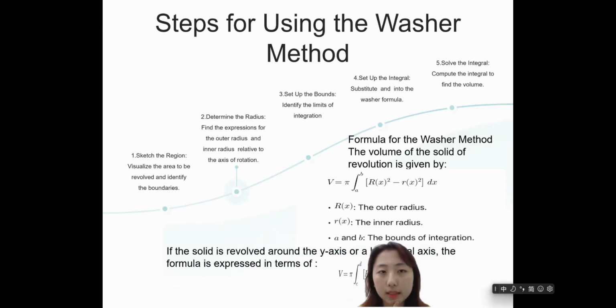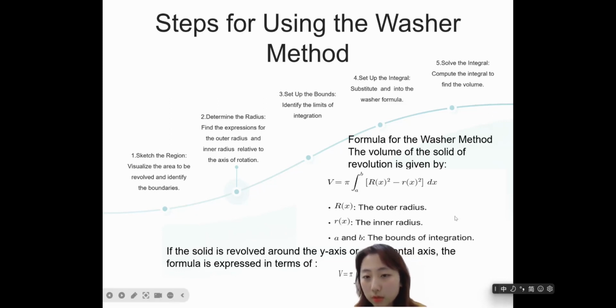And let's see the steps of using the washer method. First, we need to sketch the region. Second, determine the radii, the outer radius and the inner radius. The third is to set up the bounds. Identify the limits of integration. Fourth is to set up the integral. Substitute the radii into the washer formula. And fifth, solve the integral, compute the integral to find the volume.